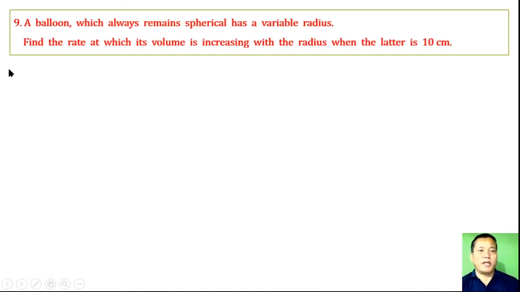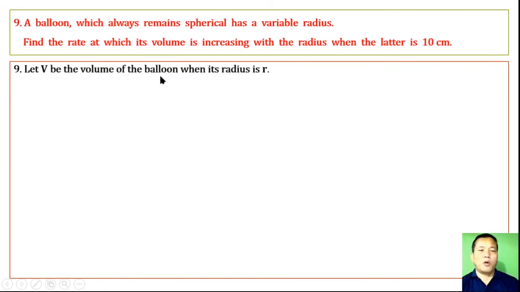For question number 9, a balloon which always remains spherical has a variable radius. Find the rate at which its volume is increasing with the radius when the latter is 10 cm.